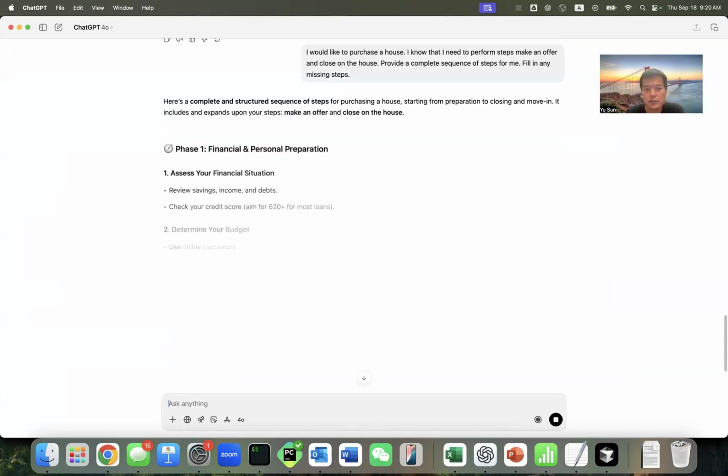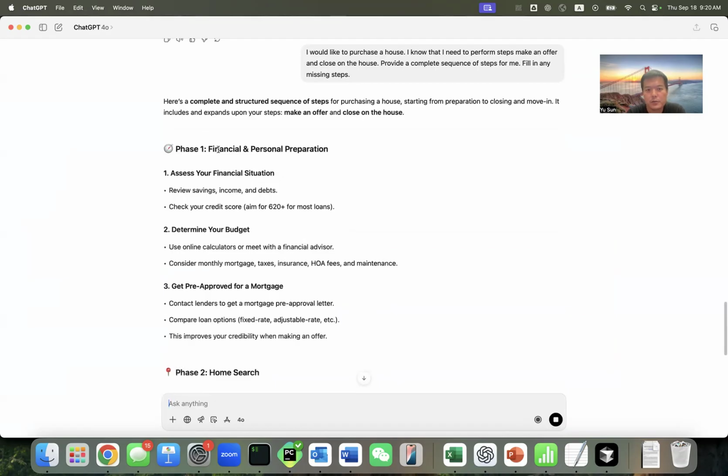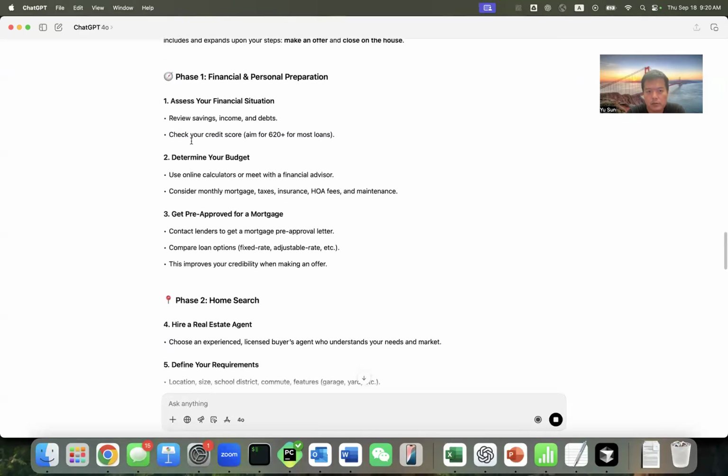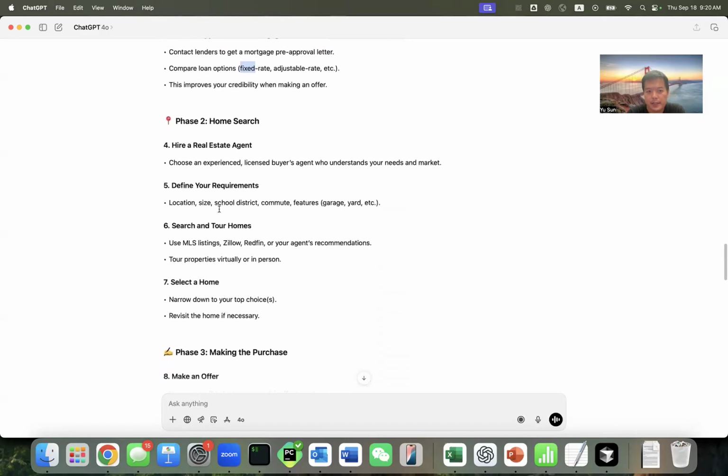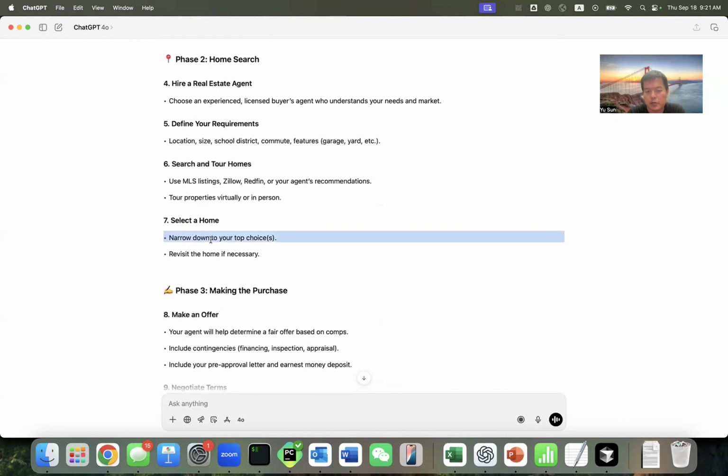And buying a house. So you've got to have some financial preparation: assess your financial situation, how much income you have, because most of the time when you buy a house, you need a mortgage, you need a loan. So what's the basic status? What's your budget? How much do you want to spend? And you need to get a pre-approval, because if you want a mortgage and need to borrow the money, then the bank needs to approve that for you. And you search for the home, you have an agent, your expectations and requirements, and search and tour, and you select your choices.